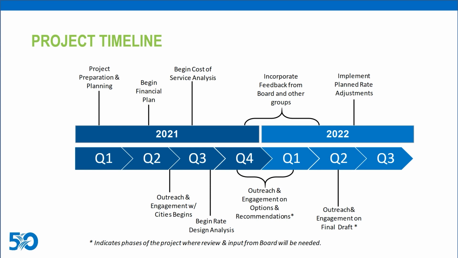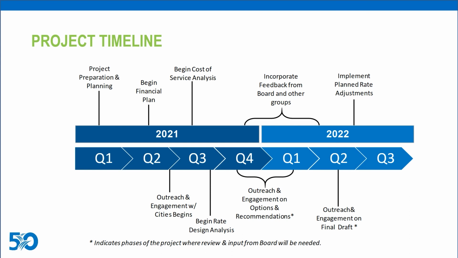We expect that in quarter 3, we will be able to begin the cost of service analysis. Then in quarter 4 of the current year and quarter 1 of next year, we expect to be working more on outreach and engagement and incorporating feedback from the Board of Directors and the other groups that we meet with. We will use the information from this study to inform the rate adjustment plans going forward.